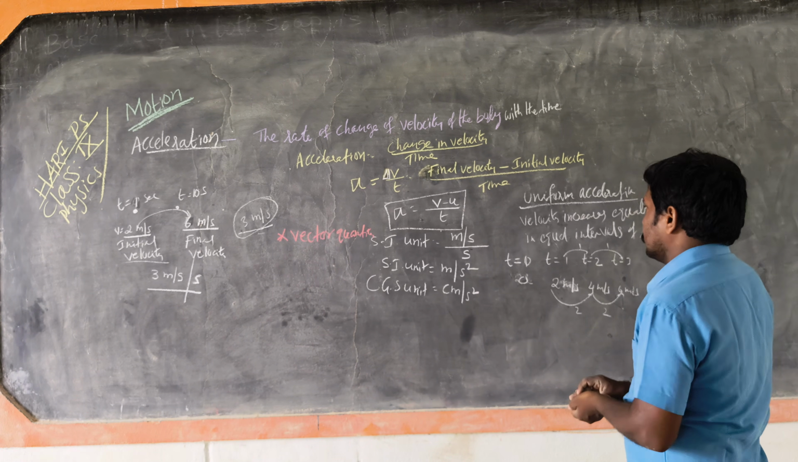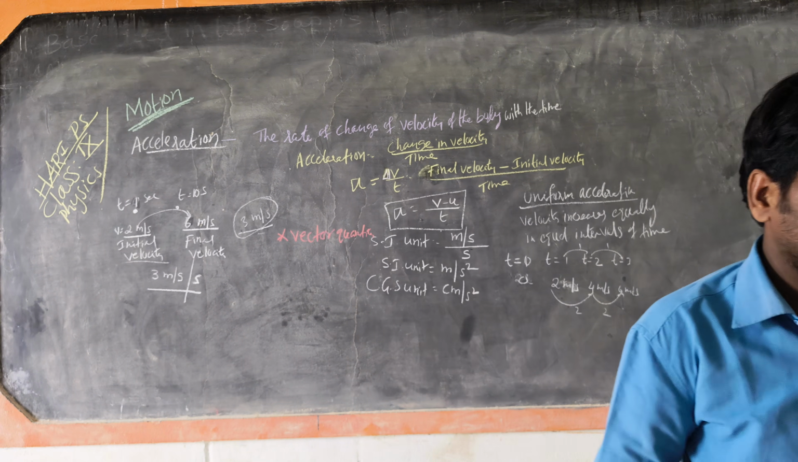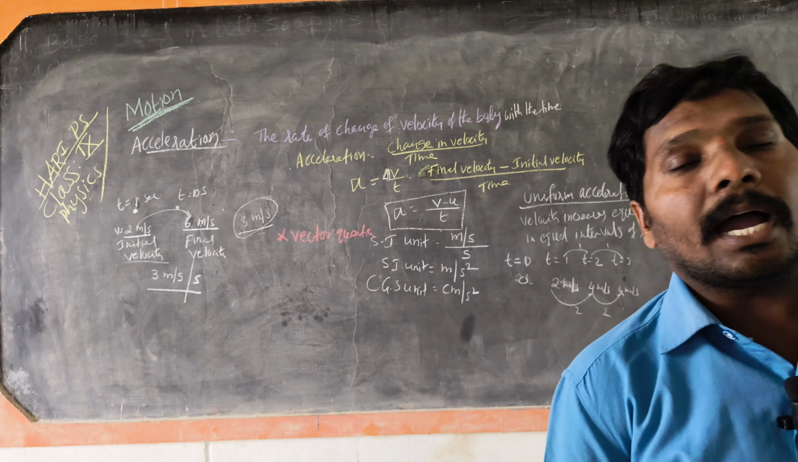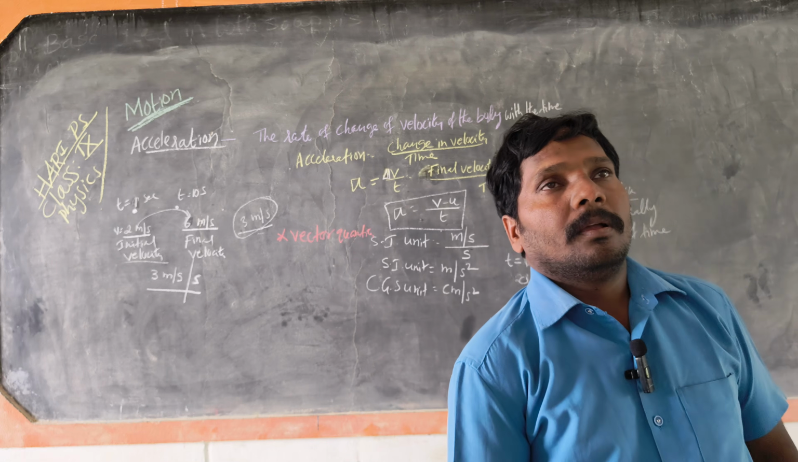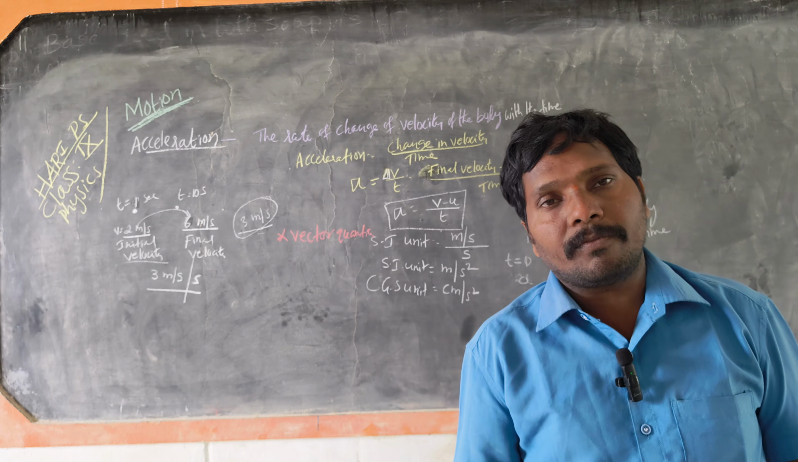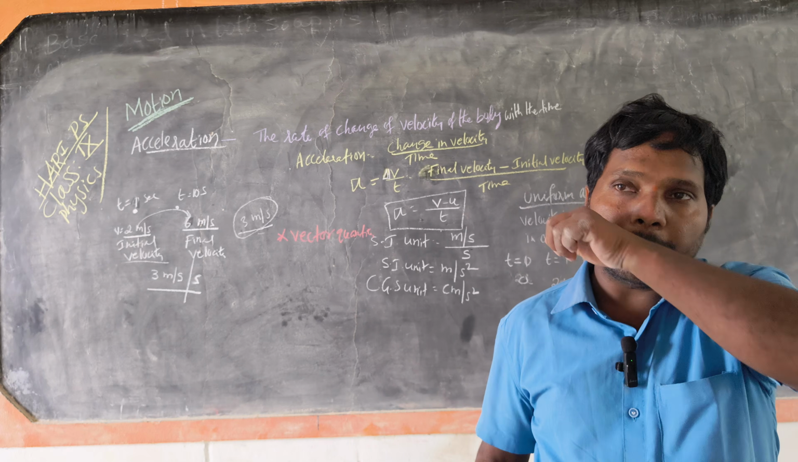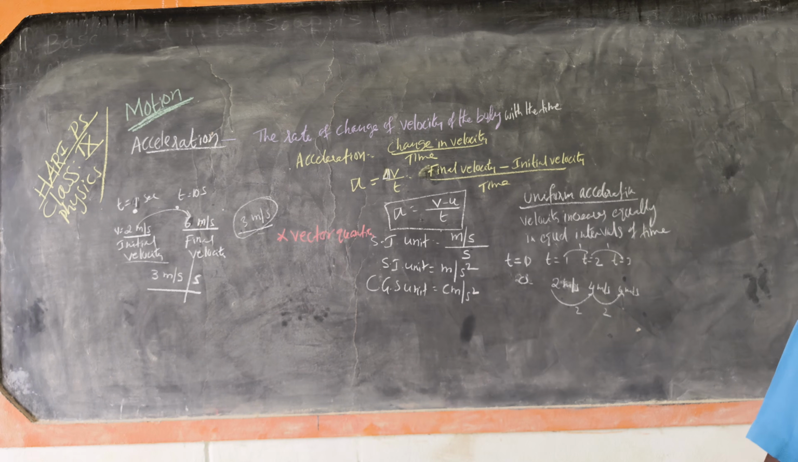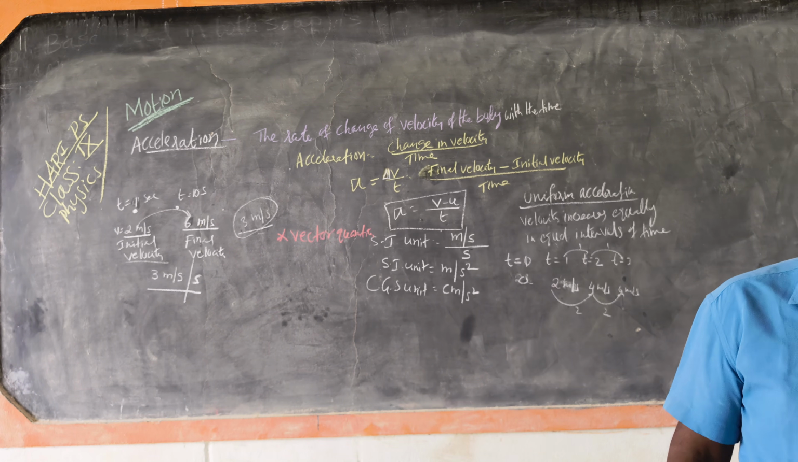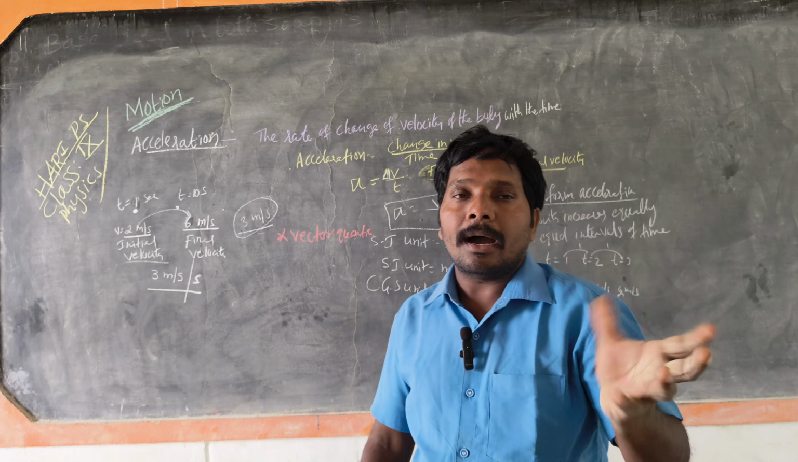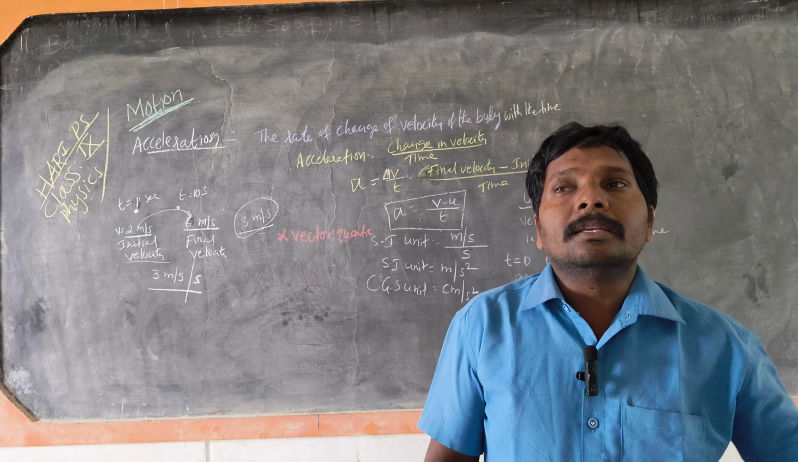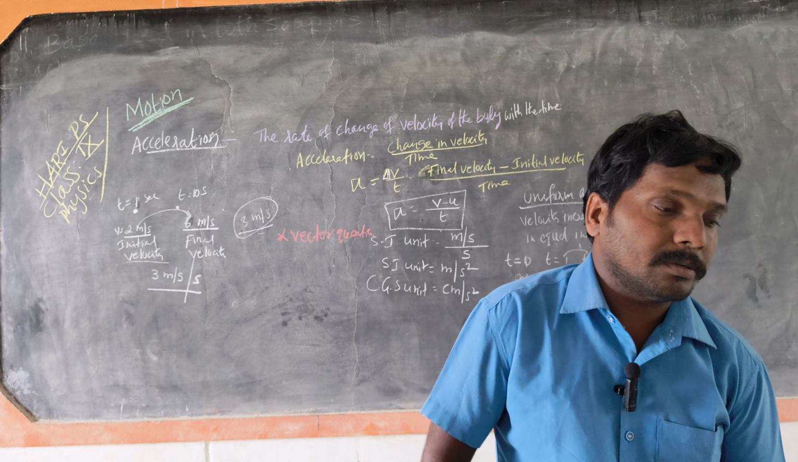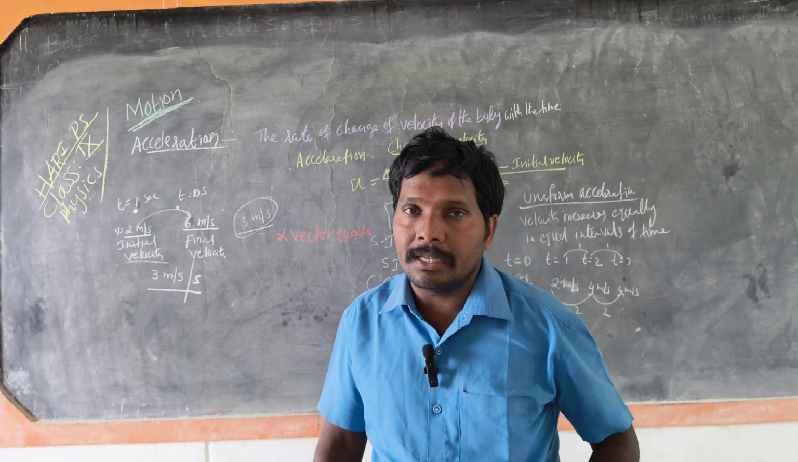Then non-uniform accelerated motion. Here the change in velocity is different. The increase in velocity is unequal in equal intervals of time, and we can say it is non-uniform acceleration. Right? So the speed or velocity of a car running on a crowded road or in traffic is an example of non-uniform accelerated motion.